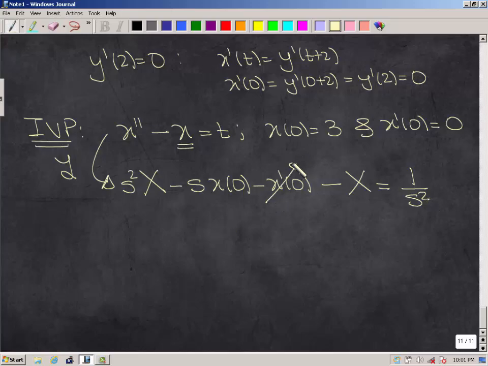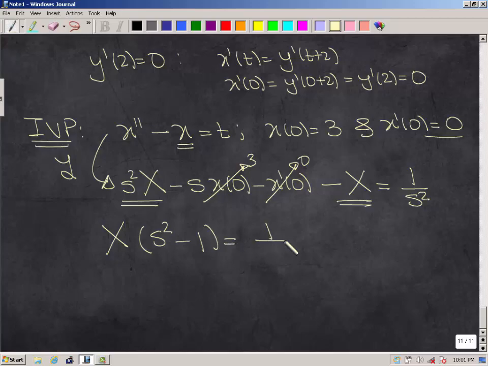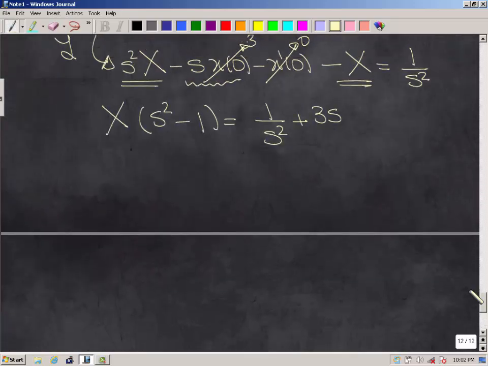Now we know this is 0 and this is 3. Now I want to solve for big X now instead of y. I have s squared minus 1, combining these two terms, taking a big X out, is equal to 1 over s squared. I'm going to move this term to the other side. It's negative s times 3, so it's negative 3s, so it'll become a positive 3s. And this is 0, so we're done. I'm going to divide both sides by what I have in parentheses.